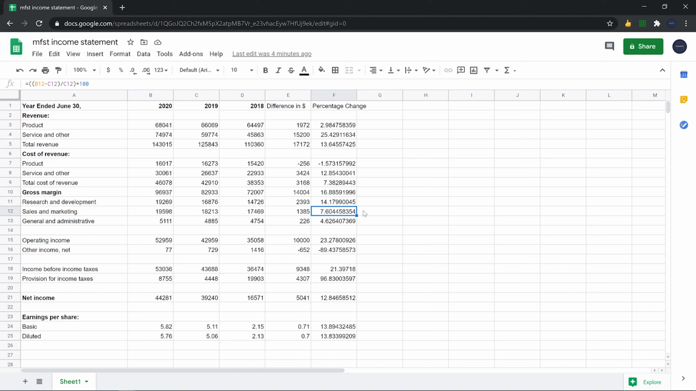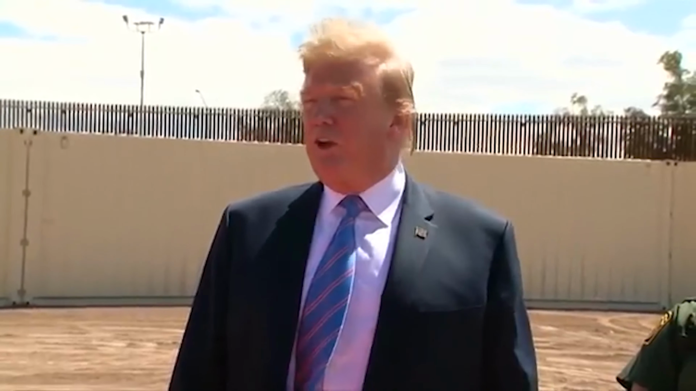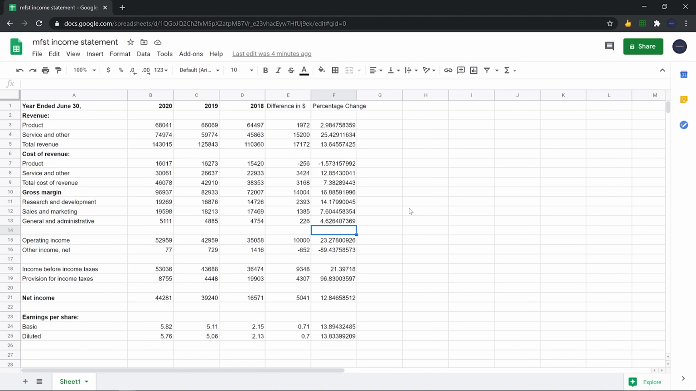Next, in sales and marketing, we see a change of 7.6%. That is a $1.3 billion cost between 2019 and 2020. Then for general and administrative costs, 4.62%, and that is $226 million. So far, to me, these numbers look fantastic. I mean, I think it looks fantastic. No problem with Microsoft. This is actually a really good income statement from what we can see here.